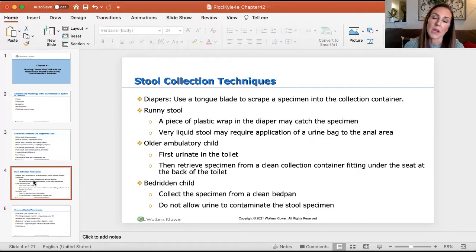If we have, we can also do a bedpan. If we do have a child that is bedridden, we want to make sure the bedpan is at least clean. It doesn't have to be sterile, like I said, but we want it clean, free from any previous debris. And then we really want to make sure that we reiterate, we do not want that urine to contaminate that specimen. It will not be accurate, and the information that we're going to retrieve from that stool sample is going to be incorrect. Okay, so let's talk about some GI disorders.